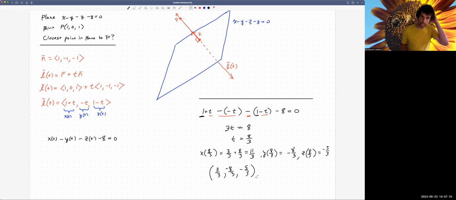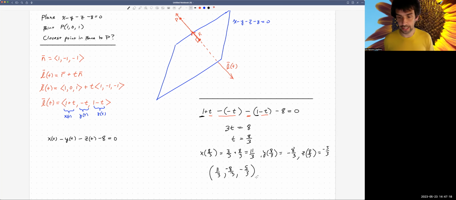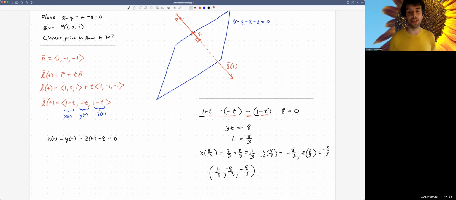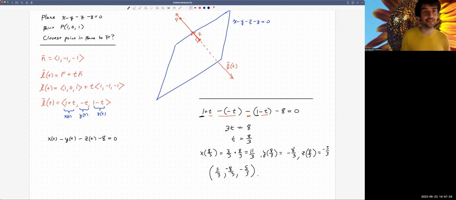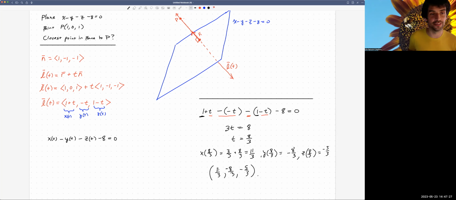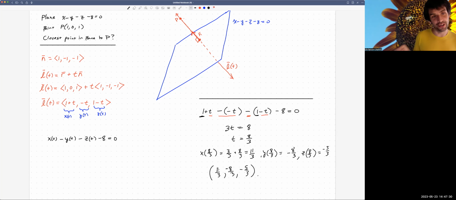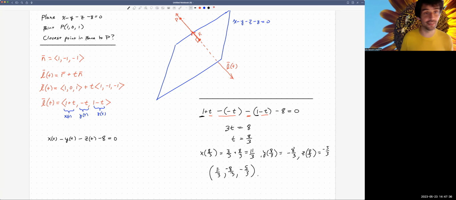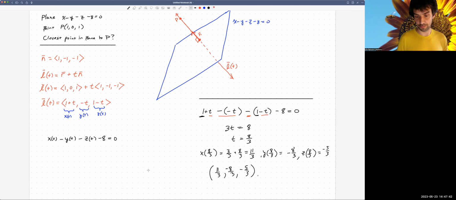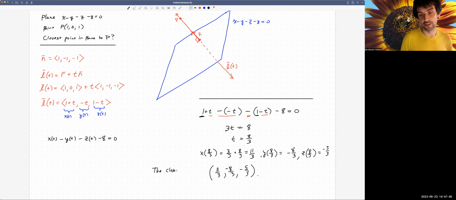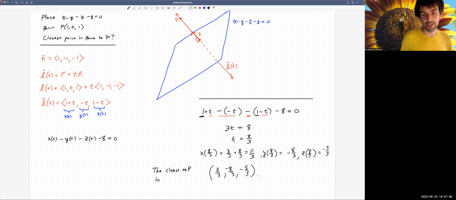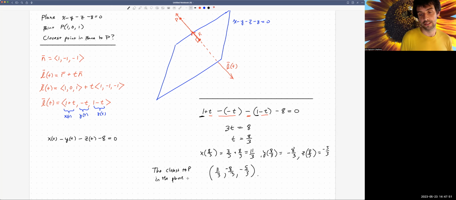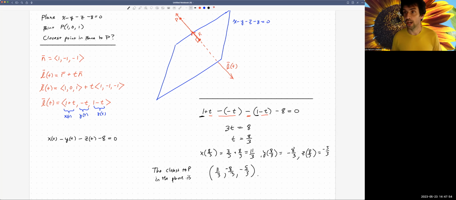Okay. And you can go ahead and check. Well, it's quick enough to check. Sorry, I said add these up. I meant take x minus y minus z: 11/3 minus negative 8/3 minus negative 5/3 gives us 24/3, minus 8 gives us 0. So we know this is a point in the plane, and it's on this line that we know is perpendicular. So this has to be the closest point. Closest point to P in the plane is this point here.